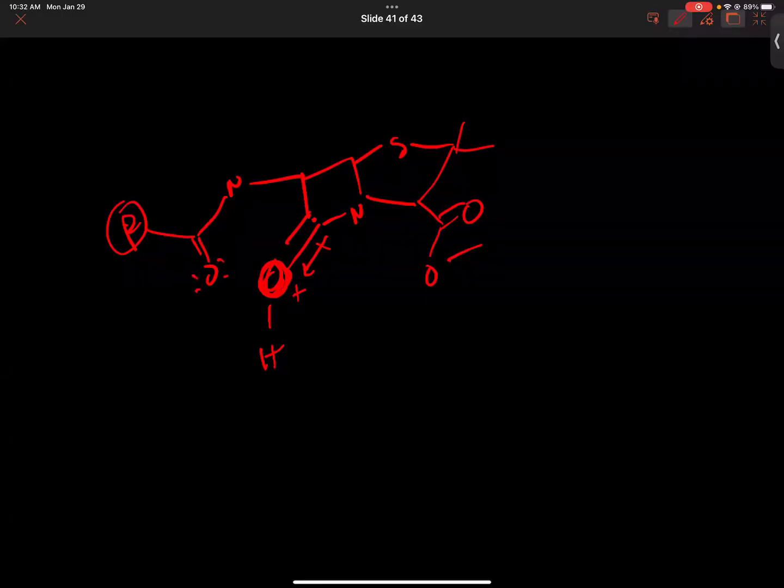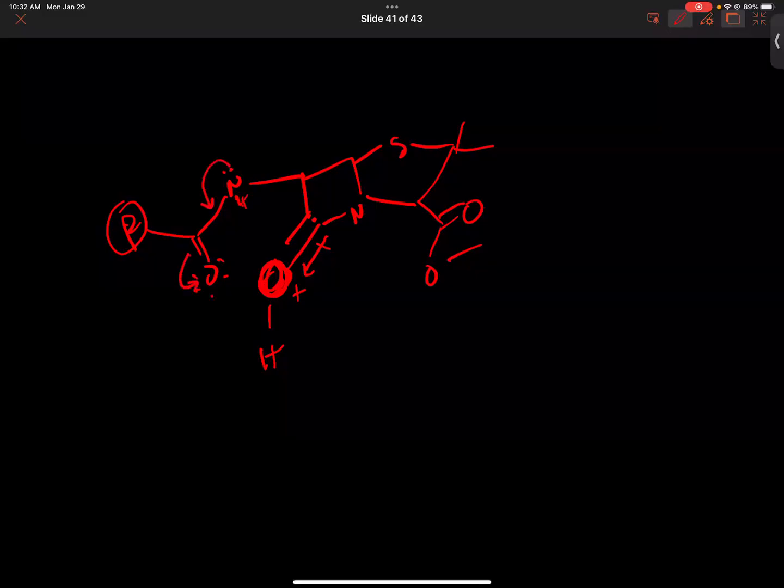And then what can happen is you can have a developing negative charge on the carbonyl group in the side chain. And then that can go on and attack the carbonyl carbon, thereby opening up the beta-lactam ring and degrading your penicillin. So this is typically what happens with penicillin G, which is why we don't give it orally. It happens less with penicillin V, and it happens even less with something like amoxicillin.